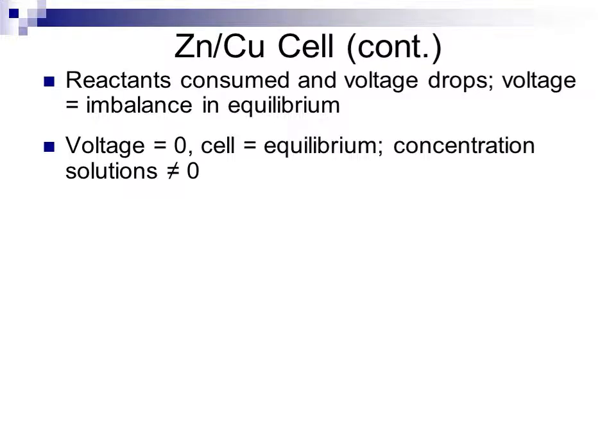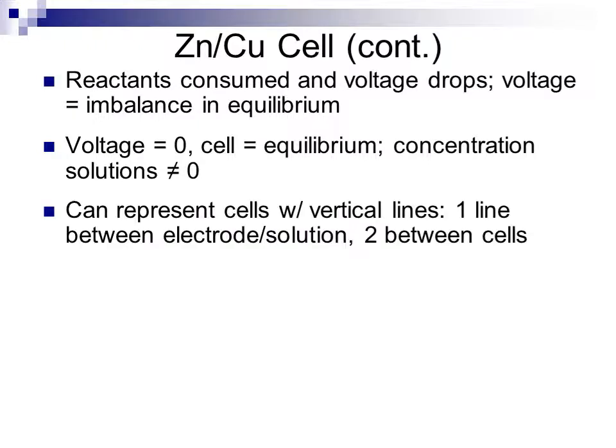When the voltage reaches 0, that will be the point at which the cell will reach equilibrium. So when the process reaches equilibrium, we no longer have a potential to react on either side. And because we lack that potential, the voltage drops to 0. Now this doesn't mean that the concentration of the solutions will be 0. It just means that they'll be at equilibrium at this point.